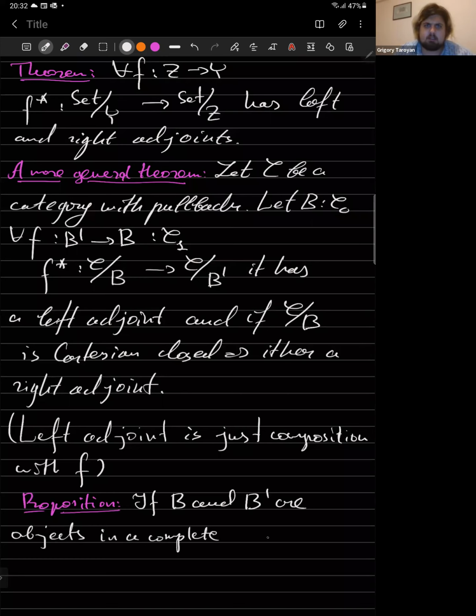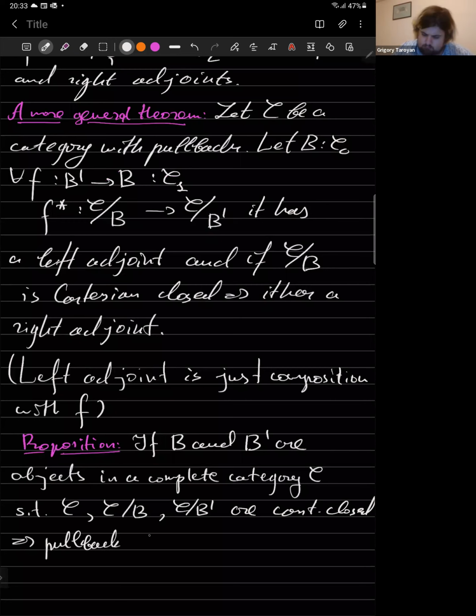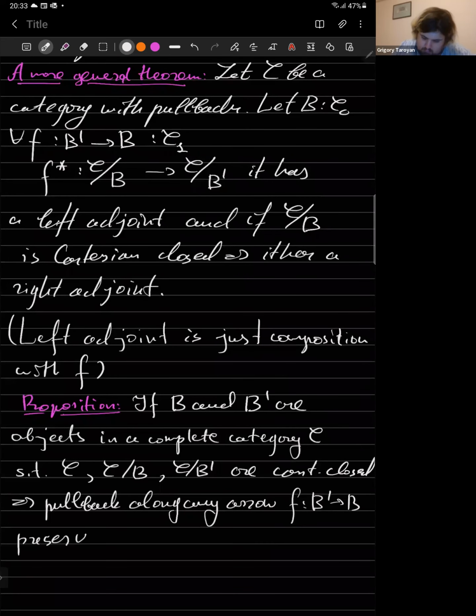So if we have two objects in a complete category C, such that C over B and C over B prime are Cartesian closed, then pullback on the arrow F from B prime to B preserves all the limits in C over B.